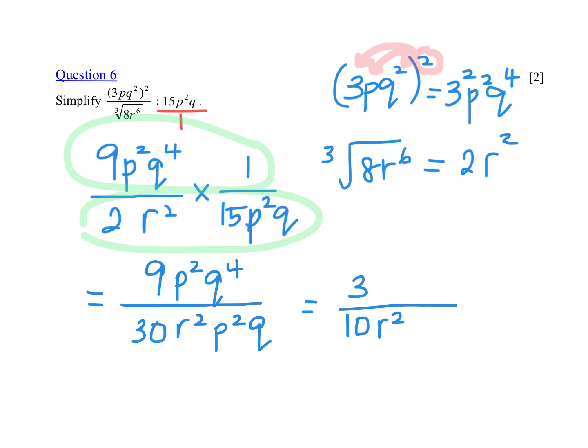Then q to the power 4, this one over here is actually q to the power 1. So on top got 4, bottom got 1. I cancel out 1, I'm left with q to the power of 3. Therefore, this is my final answer. Have you gotten the answer? If that's the case, let's move on to the next question.